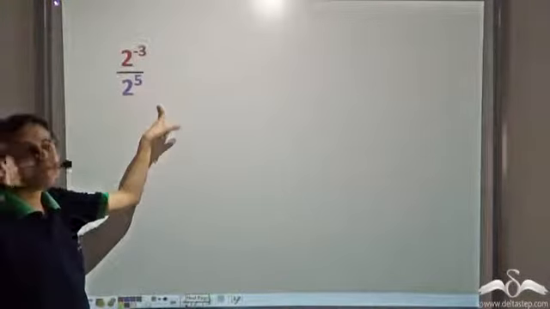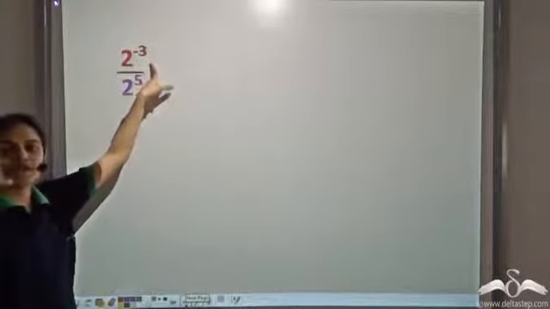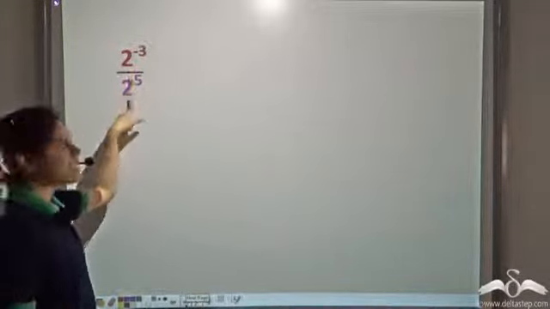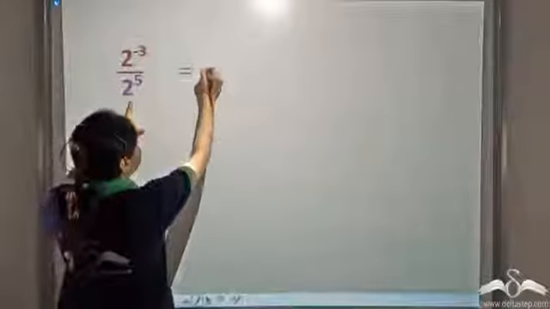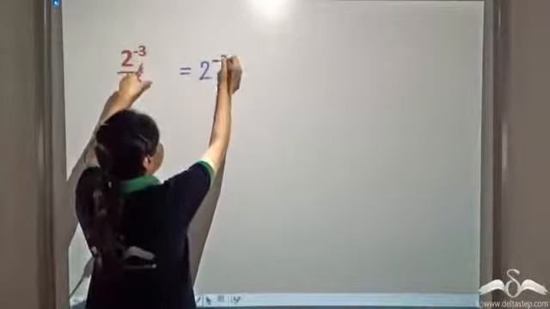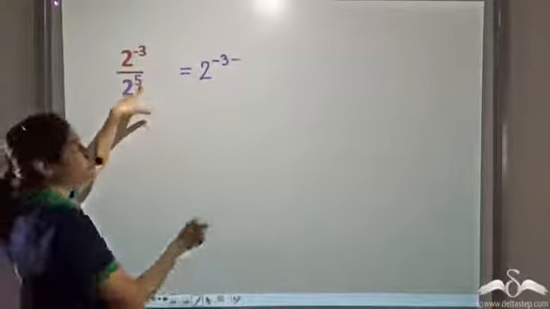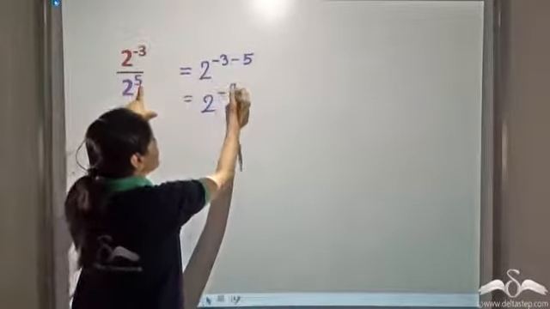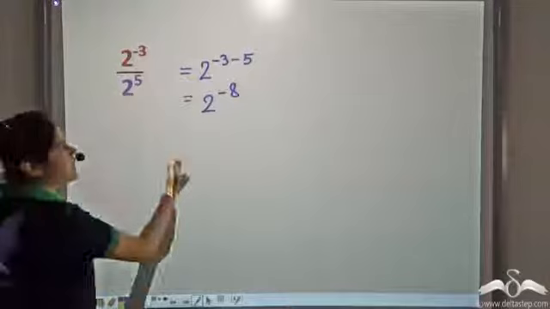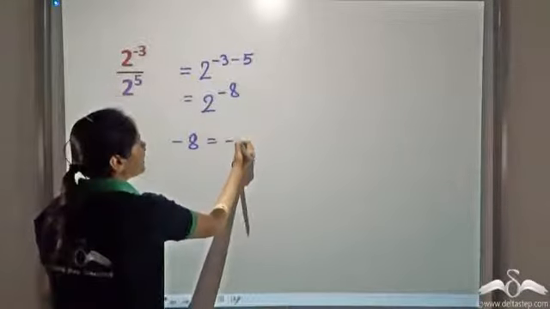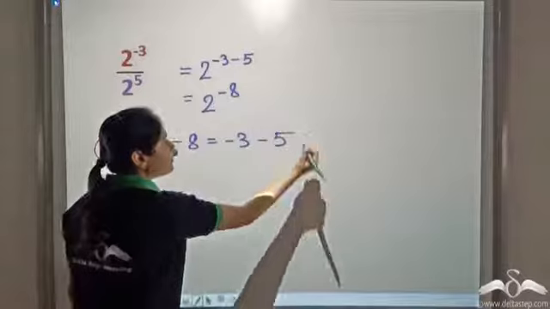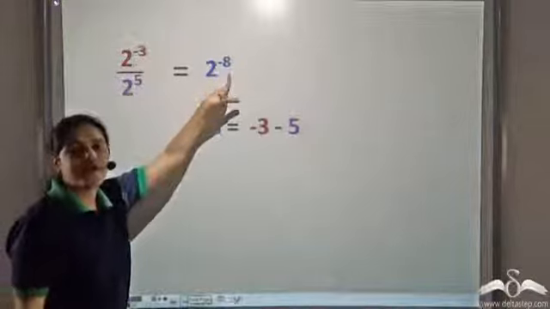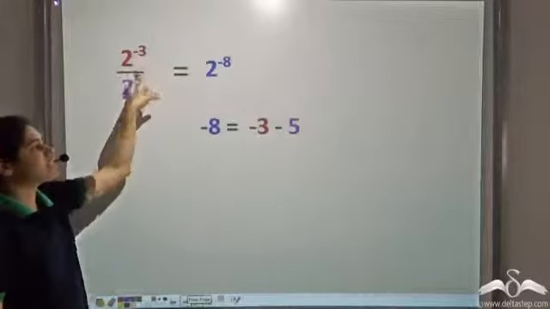Now let us solve this here. This is 2 to the power negative 3 divided by 2 to the power 5. The bases are the same. So we write it as 2 to the power negative 3 minus this power, which is 5. This is equal to 2 to the power negative 8. Negative 8 is equal to negative 3 minus 5. This is what we have. So 2 to the power negative 8, where negative 8 is negative 3 minus 5.